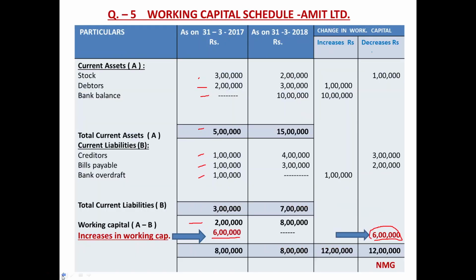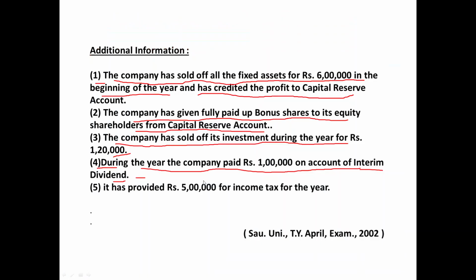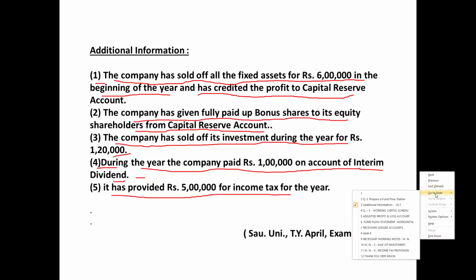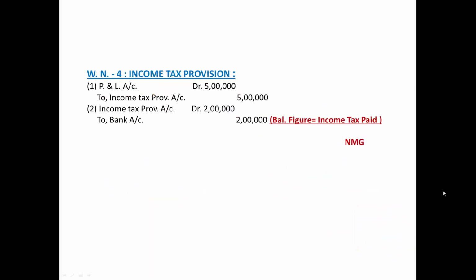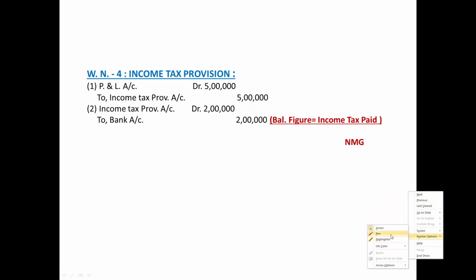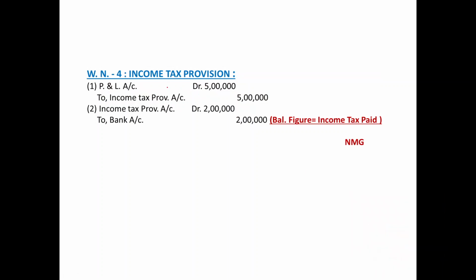Let us verify the balance sheet. Additional information. Point number 5. Last point of the question. It has provided rupees 5 lakh for income tax for the current year. Number of times income tax was already there in all the previous questions, so there is no need of any explanation. But even though this is the working note for the income tax, first journal entry: provided rupees 5 lakh tax for the current year.